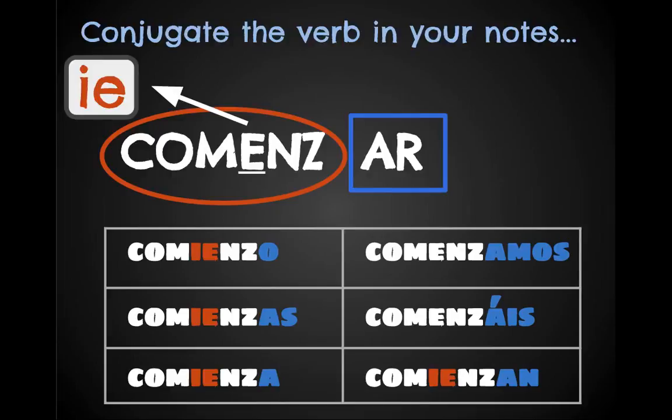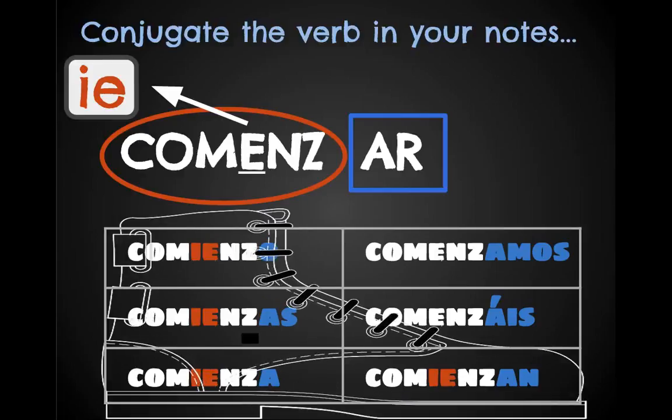All right. Now, another term that people call these verbs are boot verbs, because if you draw the shape of a boot around the chart, you can see that the verbs inside of the boot are the ones that have a spelling change on their stem. The ones outside, these two, don't have the spelling change.